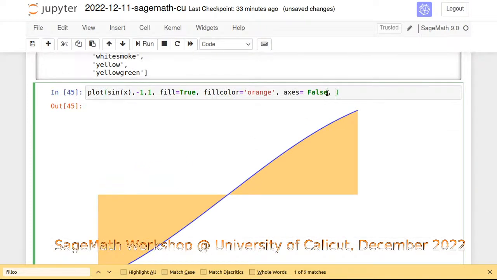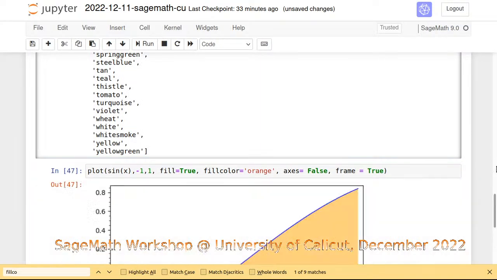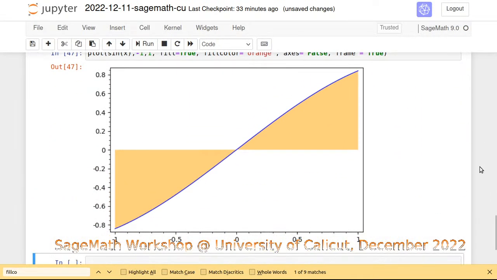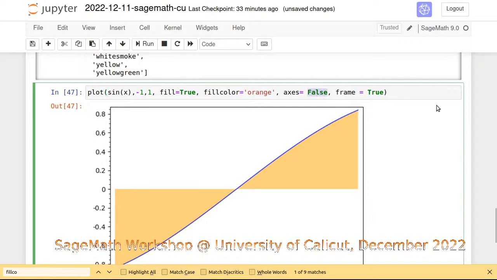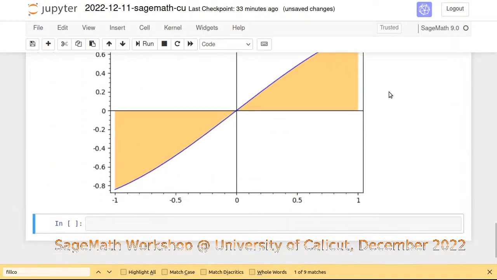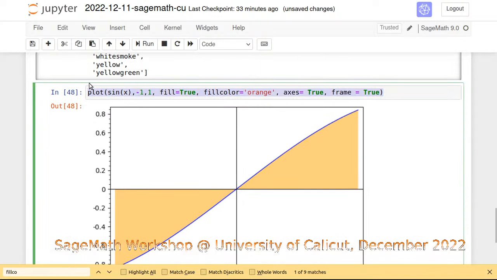And we can give frames to be true. I don't know whether frames is capital F or small f. I think frame. Yeah, a frame will appear like this. These are two options: one is axis equal to false and frame equal to true. And we can even give both these options to be true. Both these are working, but the numbering is going towards the frame. By default, axis is true and frame is false.